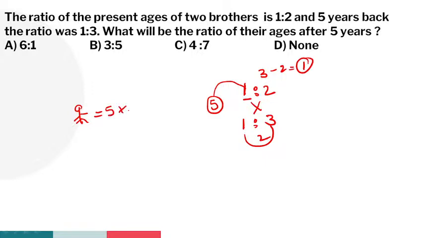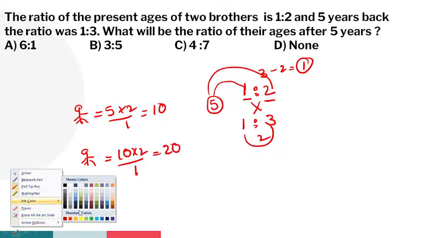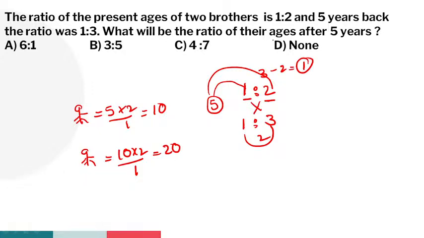Into step 2 difference by step 1 difference. 5 twos are 10. First brother age is how many years, guys? 10 years. And find out the second brother age. Second brother is how many parts here? 2 parts. 5 twos are 10 into step 2 difference by step 1 difference. 10 twos are 20. Second brother age is how much, guys? 20 years. We have to find out the after 5 years age ratio.